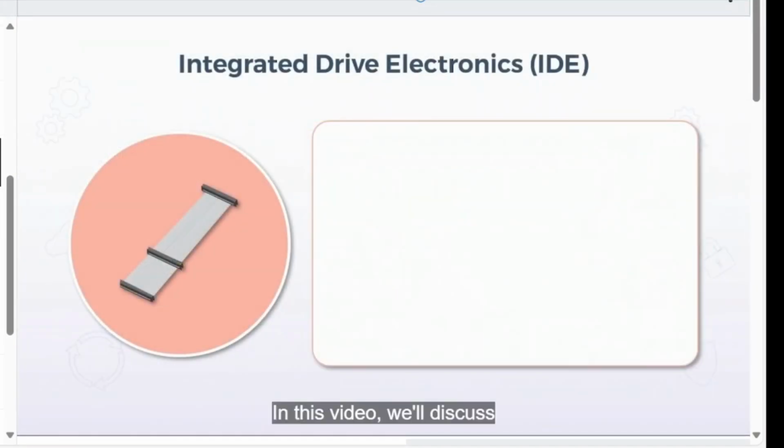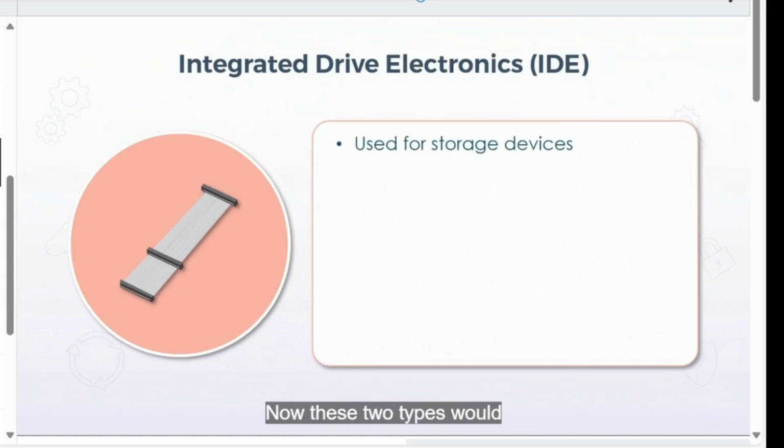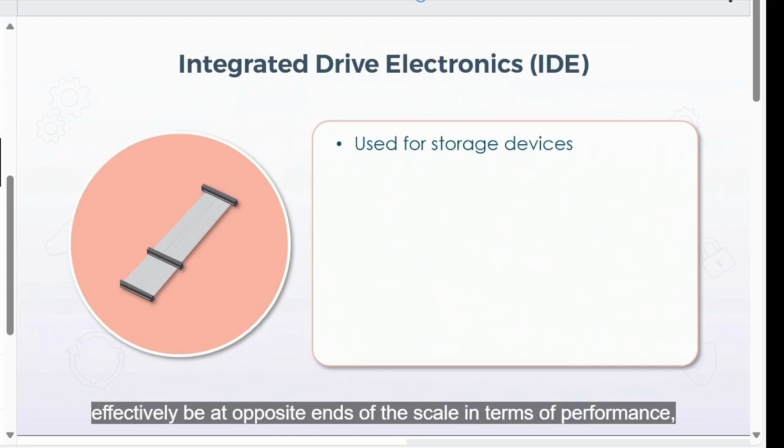In this video, we'll examine some common types of cables and interfaces that are used to connect hard drives and other storage devices to your computer, along with some of their performance characteristics. So the first type is what's known as IDE, which stands for Integrated Drive Electronics.